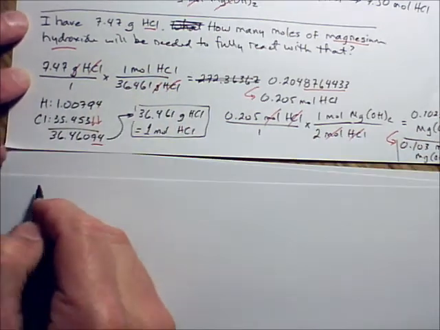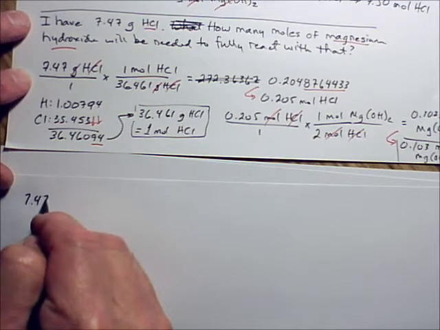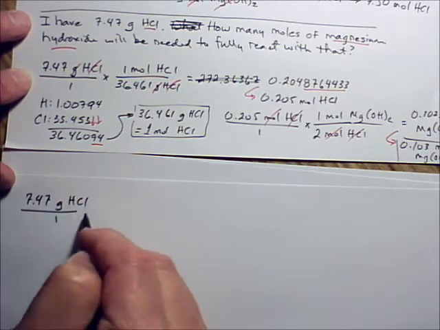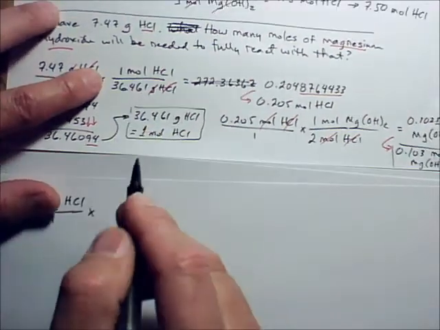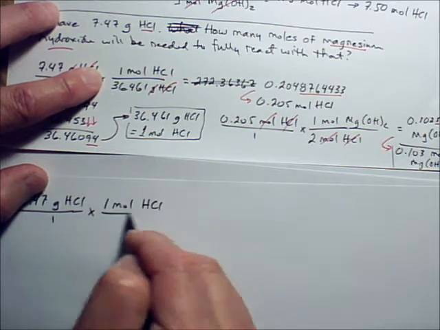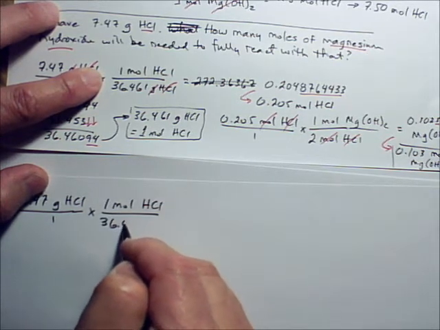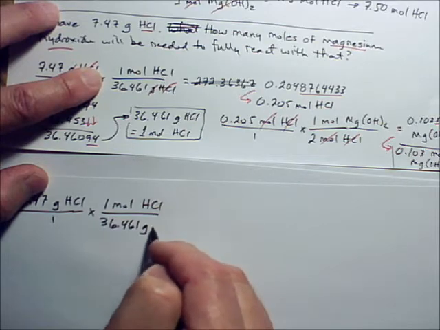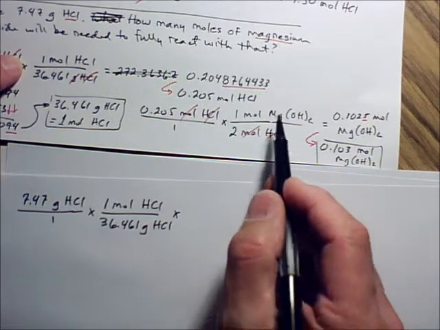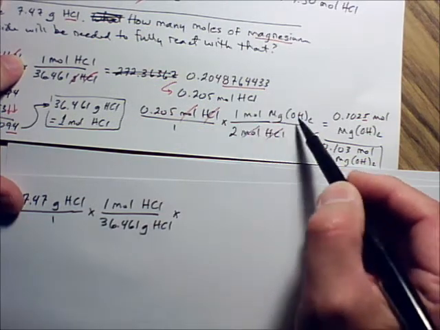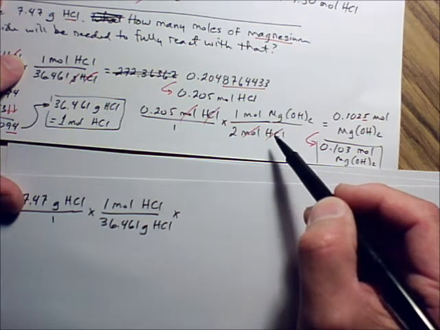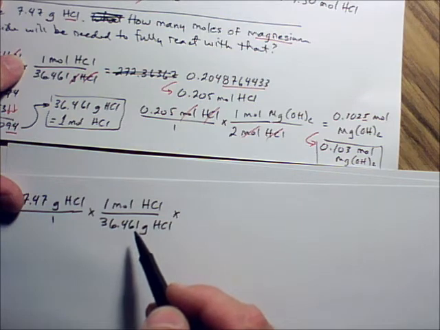My starting amount was 7.47 grams of HCl. Put it over 1. I'm going to put the conversion unit here: 1 mole of HCl over 36.461 grams of HCl. Now, this down here is not truly a conversion unit, because 1 mole of this doesn't really equal 1 mole of this, but it is a conversion ratio, and it's called the molar ratio. This is a conversion unit because it does equal 1.